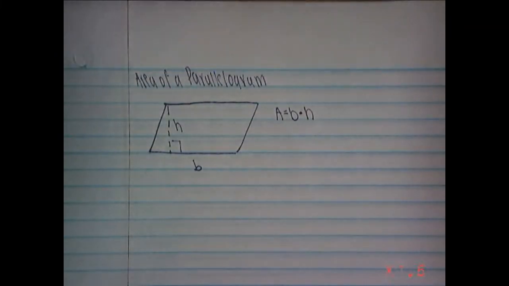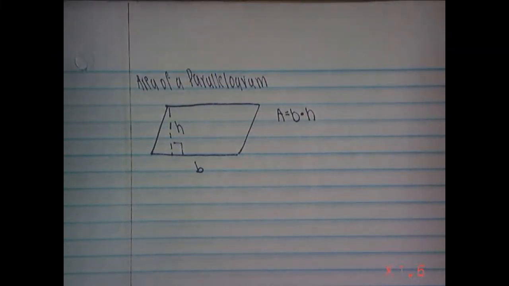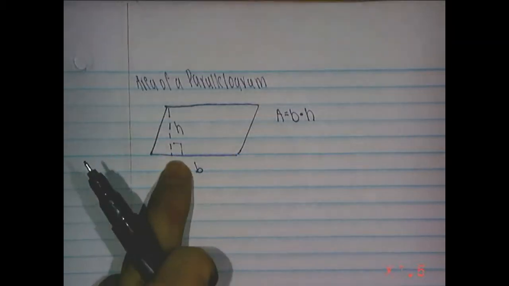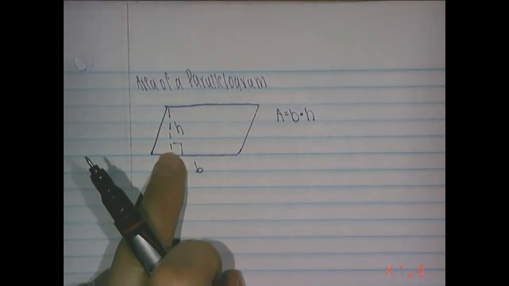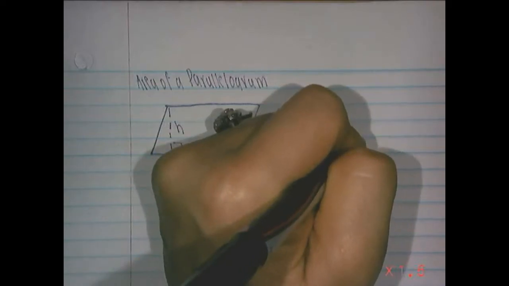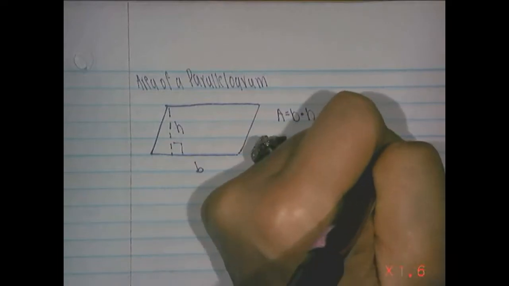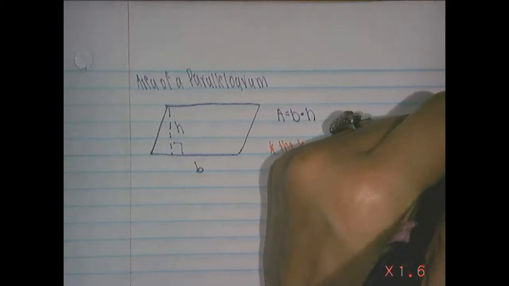It is simply your base times your height. Alright, so area equals base times height. The big thing about this is that you just need to make sure that your height is perpendicular with your base. See how that little 90-degree angle is right there? You need to make sure that your height and your base are perpendicular. The height must be perpendicular to the base.